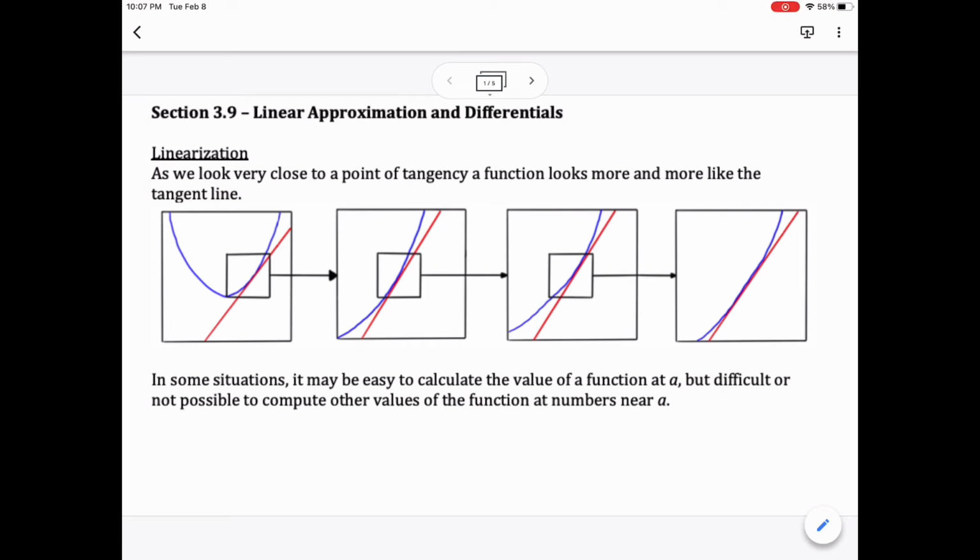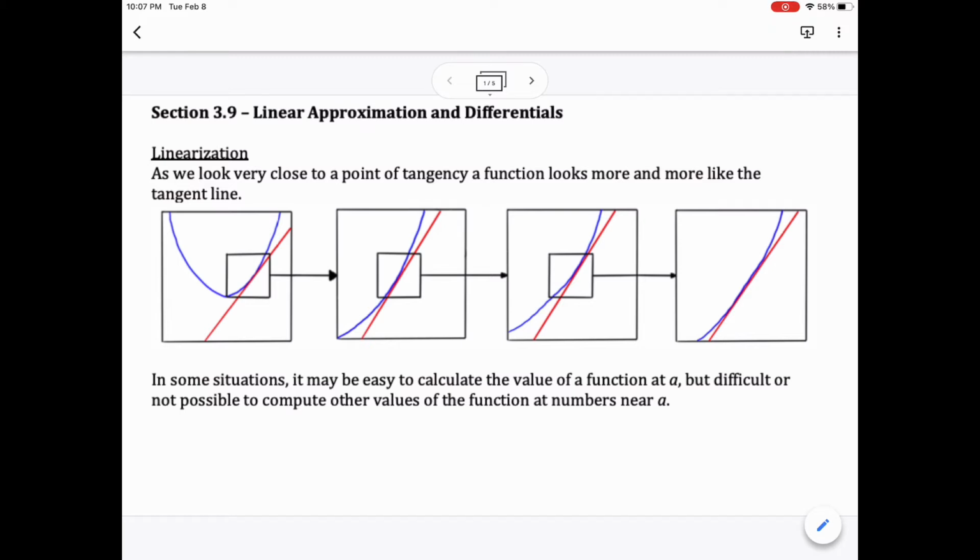Today's lesson is over section 3.9, talking about linear approximation and differentials. Linearization is where we look very close to a tangent line at the point where they touch between a function and the tangent line. As you move in closer, the actual function starts to look more like the tangent line and becomes more linear. In some situations, it's easy to calculate the function at a, but difficult to calculate things near a.